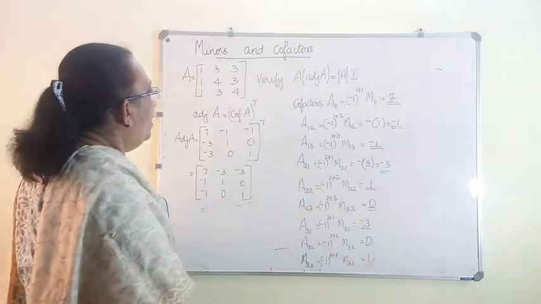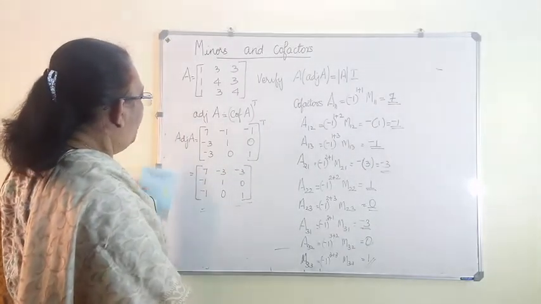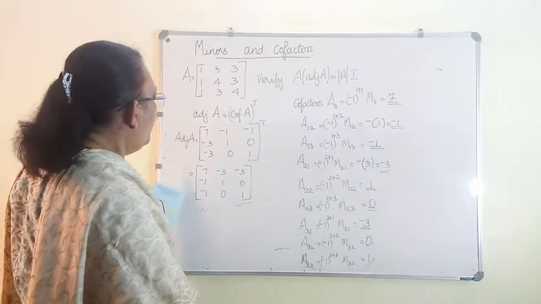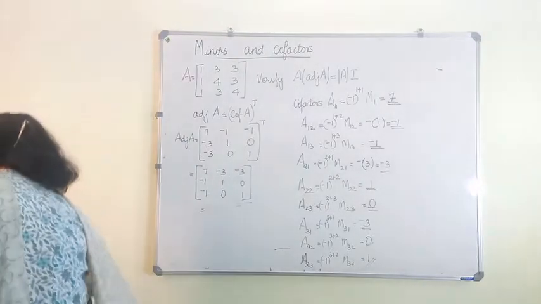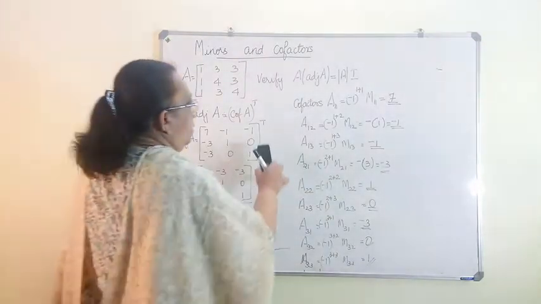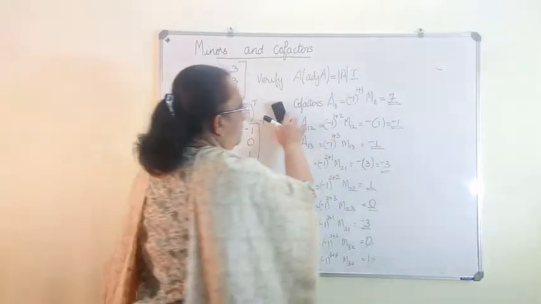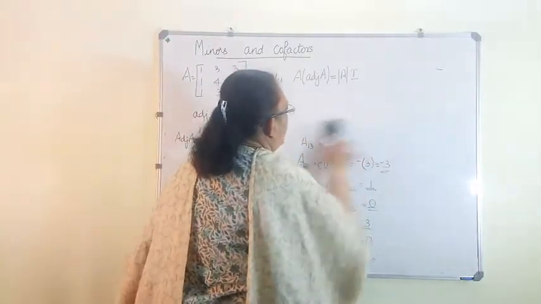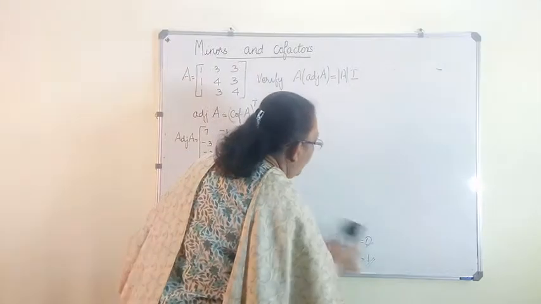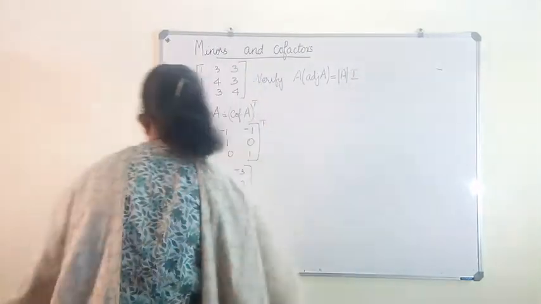So verify A into adjoint of A. Next thing, you have to find A into adjoint of A. I hope all of you have done the RHS side. A into adjoint of A.